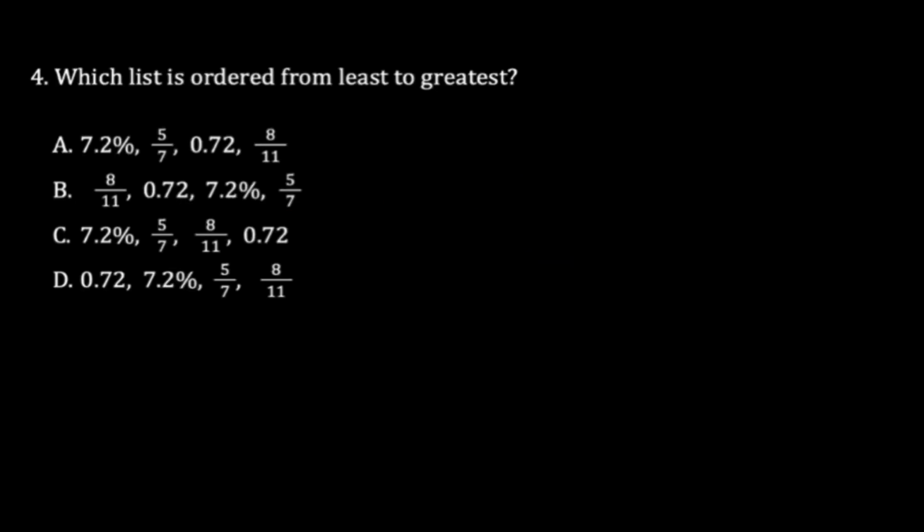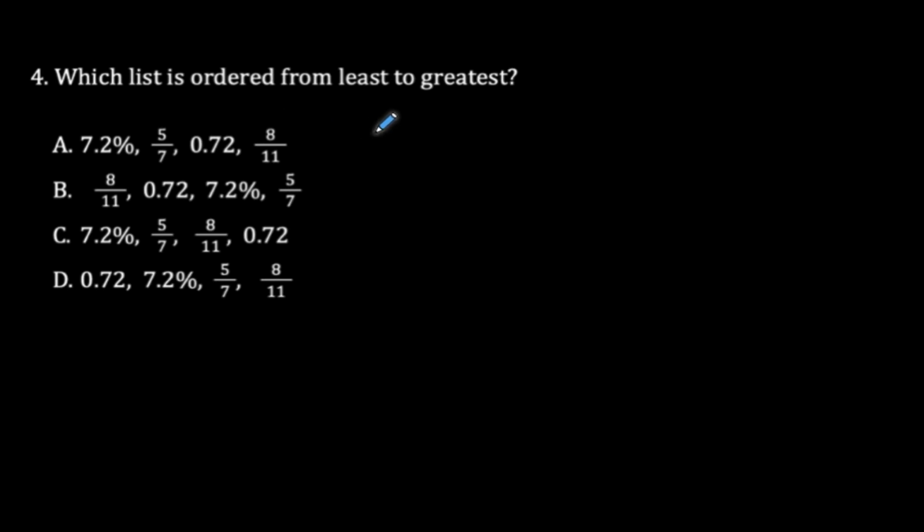So question number 4 asks, which list is ordered from least to greatest? I'm looking at the answer choices and I see a variety of numbers: percents, fractions, and decimals. So what I'm going to do is select one of these lists and convert these numbers into just one format. To make it easier, I'm going to convert them all to decimal format. I'm just going to use list A, okay? So we'll take 7.2% and turn that into a decimal, same with 5/7 and 8/11.